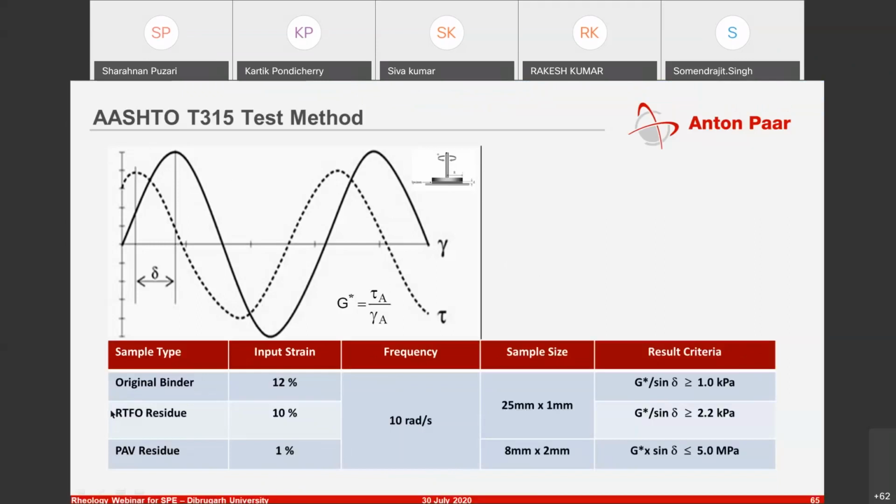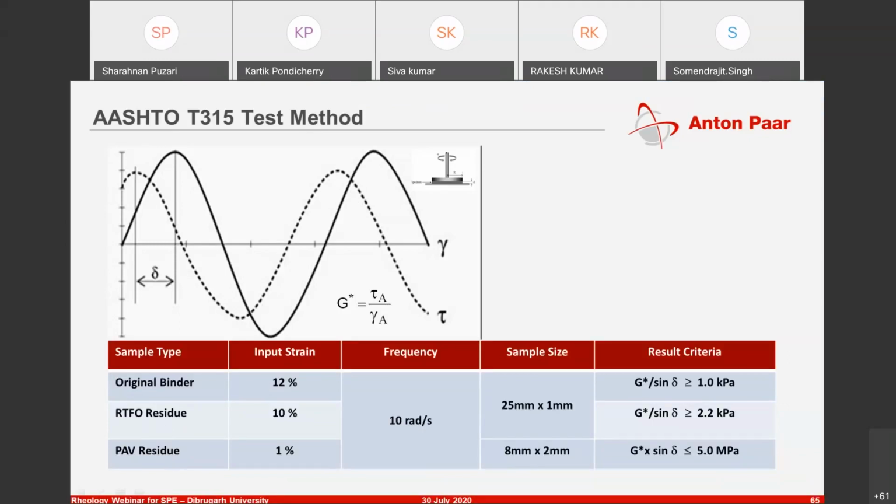And then here you have this you have already seen, same thing, G star, stress amplitude, strain amplitude. And here you have the original binder, which means original asphalt. And then you have rolling thin film oven residue, and then pressure aged vessel residue. So different kinds of aging processes.